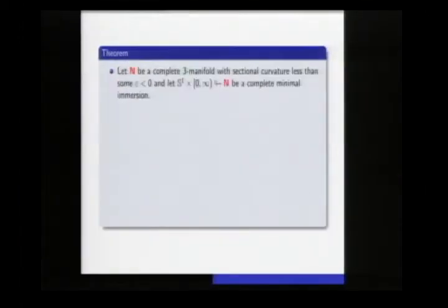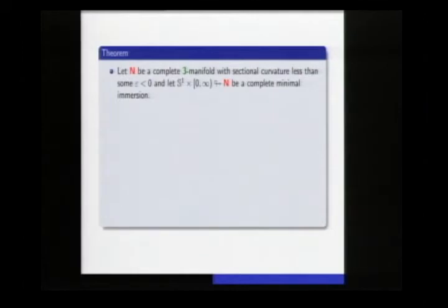Okay. All right, so now I just want to do a little experiment, a little practice with these notions in the realm of the subject of the course. So this is a slide I made right before I came here, so hopefully I didn't make any mistakes. So we'll see. Okay, so we have a complete three-manifold, and I'm going to make an assumption about it. It has sectional curvature less than some negative number, like maybe it could be hyperbolic space. It could be constant negative curvature, for example.